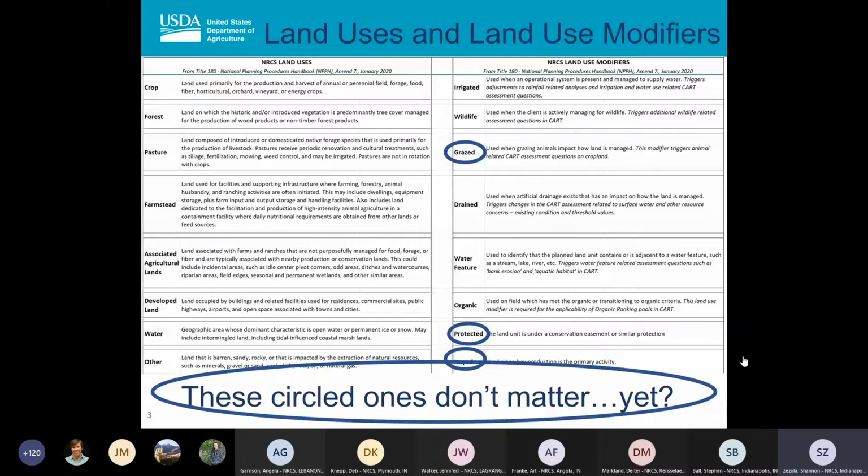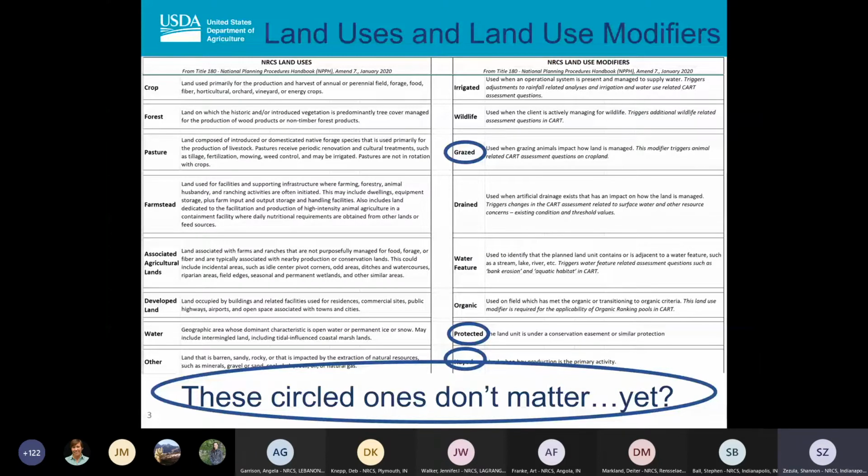First and foremost, when you get into CART, of course, the first thing you need to look at is your land uses and your land use modifiers. This is the list of the national land uses on your left and the land use modifiers on your right. Just for your information, by our testing and our knowledge of CART, the ones that are circled do not do much of anything in CART itself related to planning criteria.